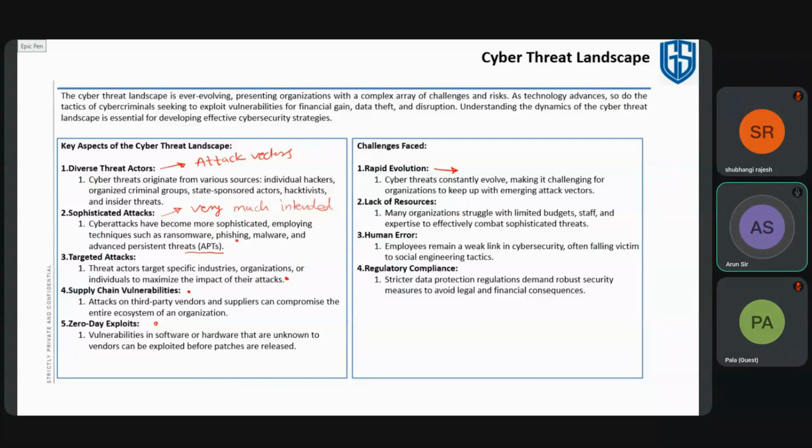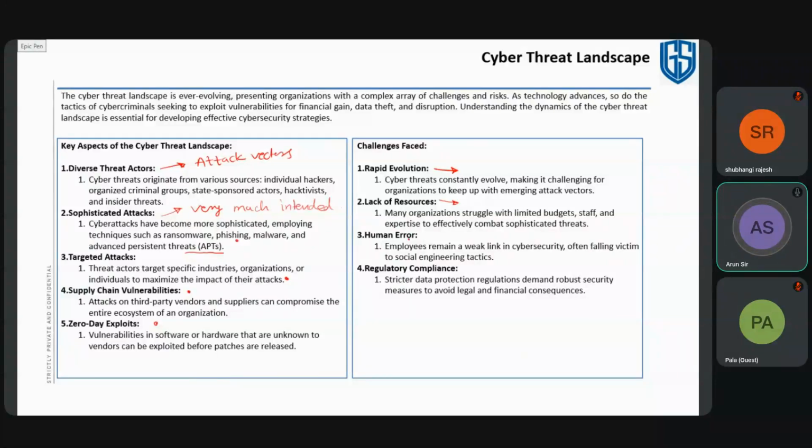Then there is lack of resources. Many organizations are there, but they don't have that much budget, maybe staff, maybe effective people. So even nowadays the government has made it mandatory that every firm which is online and doing some online customer service should have a team of cyber security experts with them, because it is now mandatory, because everybody is vulnerable.